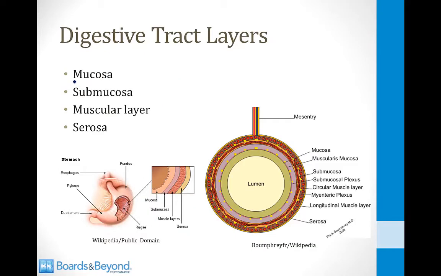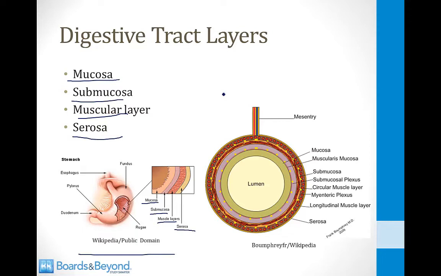Each of those sections of the digestive tract has 4 layers, and they all are named the same thing. Whether you're in the stomach, small intestine, or large intestine, you can find a mucosa, a submucosa, a muscular layer, and a serosa in each portion of the GI tract. On the bottom left is a picture of the stomach zoomed in to show you the 4 layers. So the stomach has a mucosa and a submucosa, followed by muscle layers and a serosa.